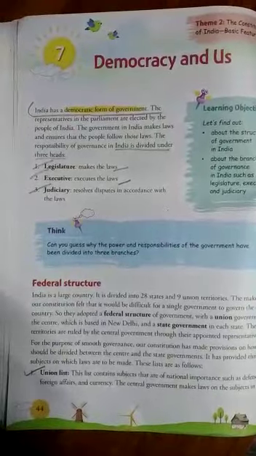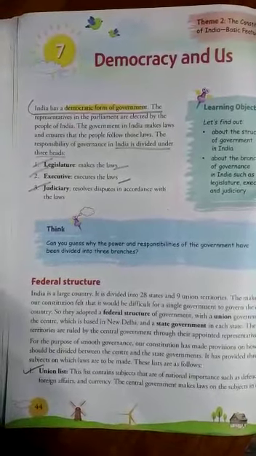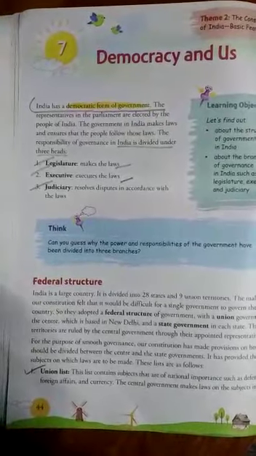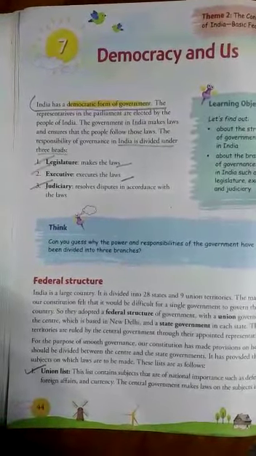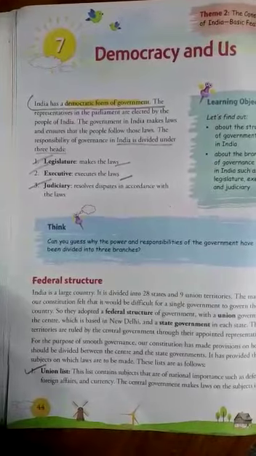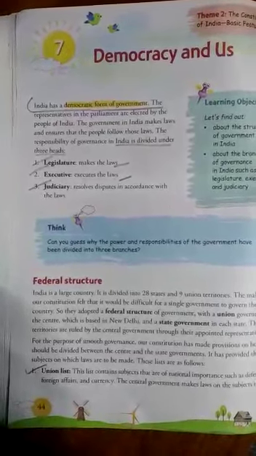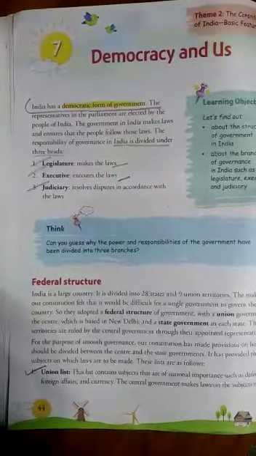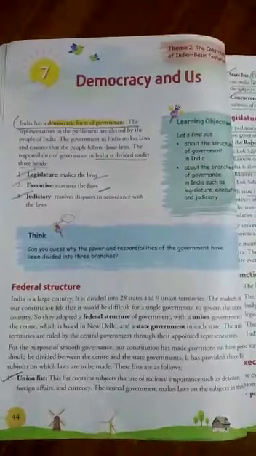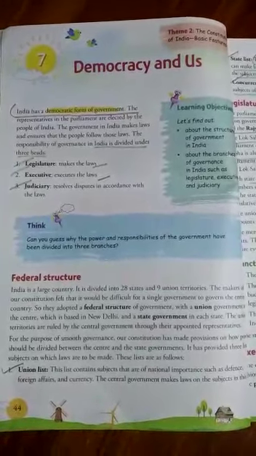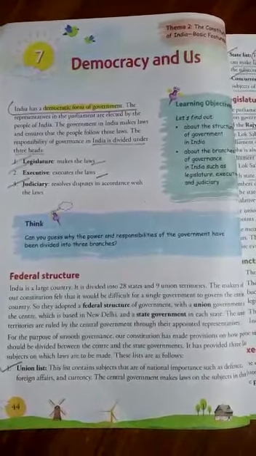So, in India, the power of governance is divided into three heads, and they are legislature, that makes the law, then executive, they execute the law, and judiciary, that resolves all the disputes in our country. Okay. Then, students, another important point, that is the structure of the government.